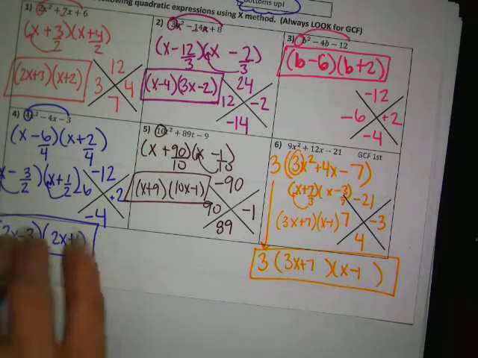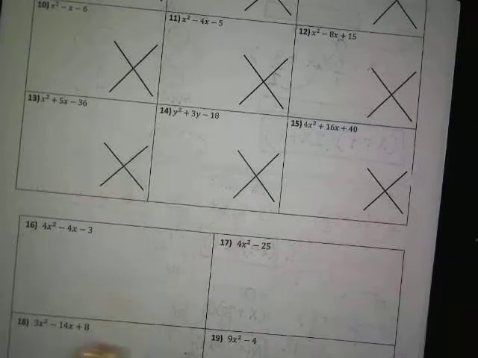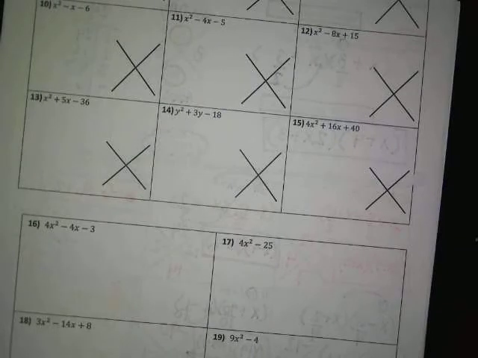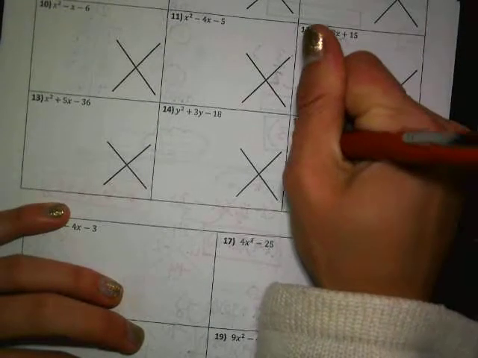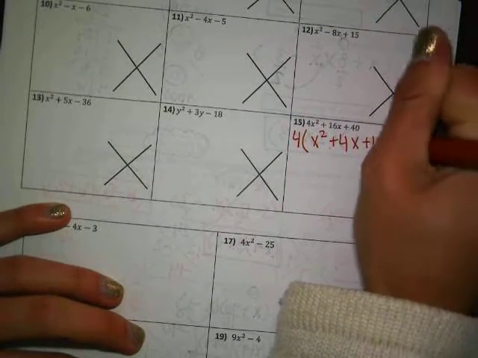All right, flip it over on the back. We're not doing all these problems. I definitely want to do number 15, though. All right, so look at 15. What do you notice? GCF of a 4, right? So we're going to take a 4 out. X squared plus 4x plus 10.